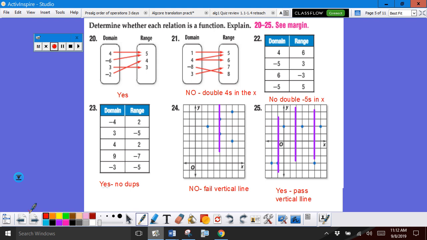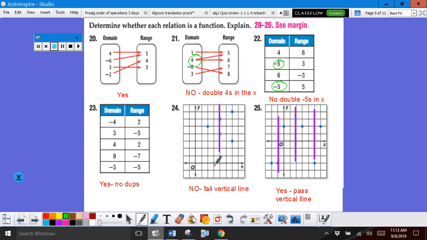So the first one is a yes, the second one is a no, because if you take a look right here, there is a duplication of a 4. 22 is no, because there are double 5s. Cannot have a duplication of the x's. Remember, the x's are the domain and the y is the range. 23 is fine, there's no duplication.